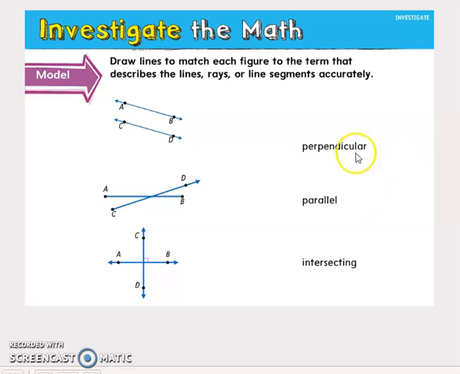And then last we have perpendicular. Now perpendicular lines are two lines that intersect, but there's something very specific about that, and that means that they intersect at a 90-degree angle. So where the two lines intersect, all four parts of the intersections are 90 degrees. Okay, so now we need to match these up.